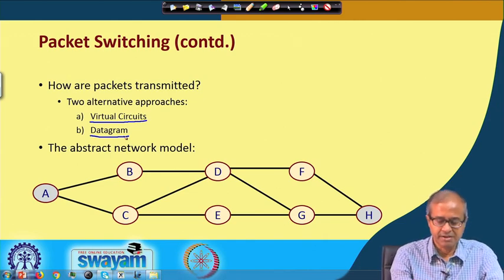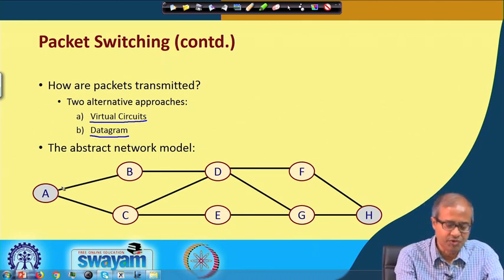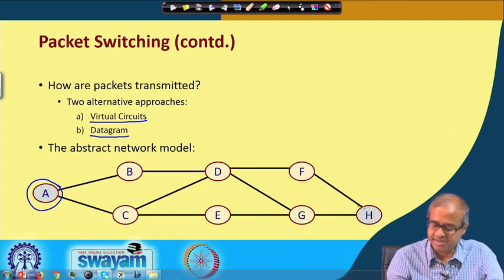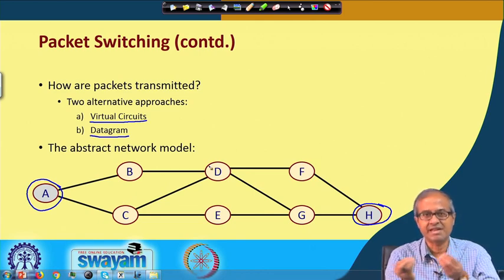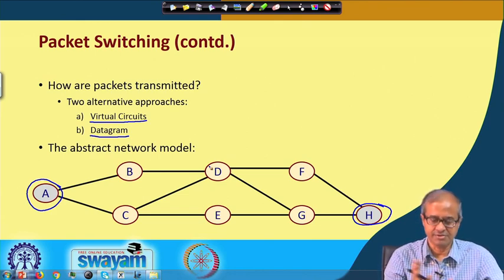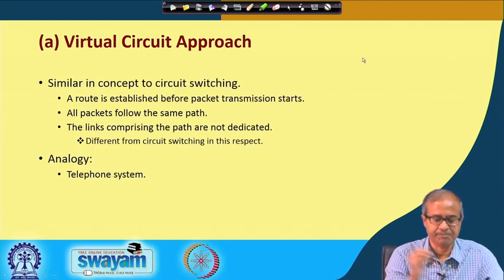Okay. Now, the abstract network model will again be just assuming something like this, which you had shown earlier, where there will be a sender, there will be a receiver, and there will be several intermediate nodes and some links that are connecting the intermediate nodes. So, data or the packets will be following some of these links from the source A to the destination H. Okay. This is our model that we will be assuming.